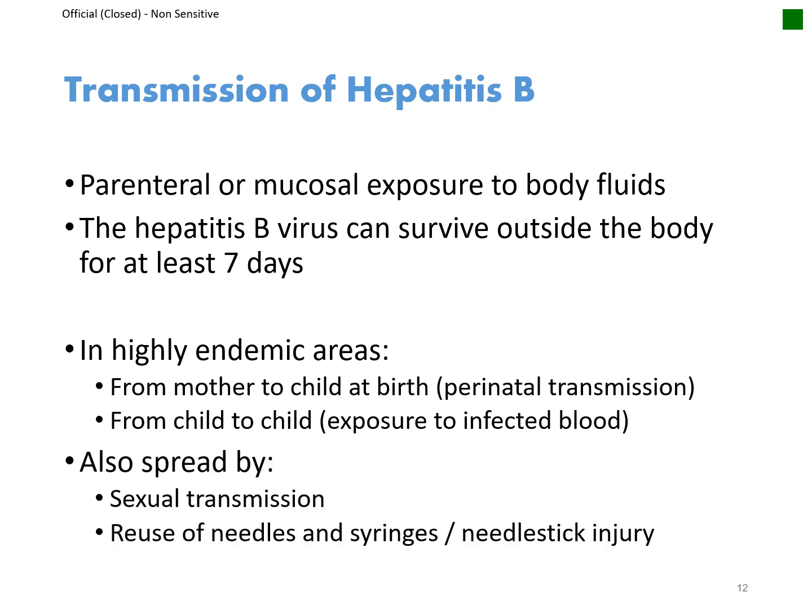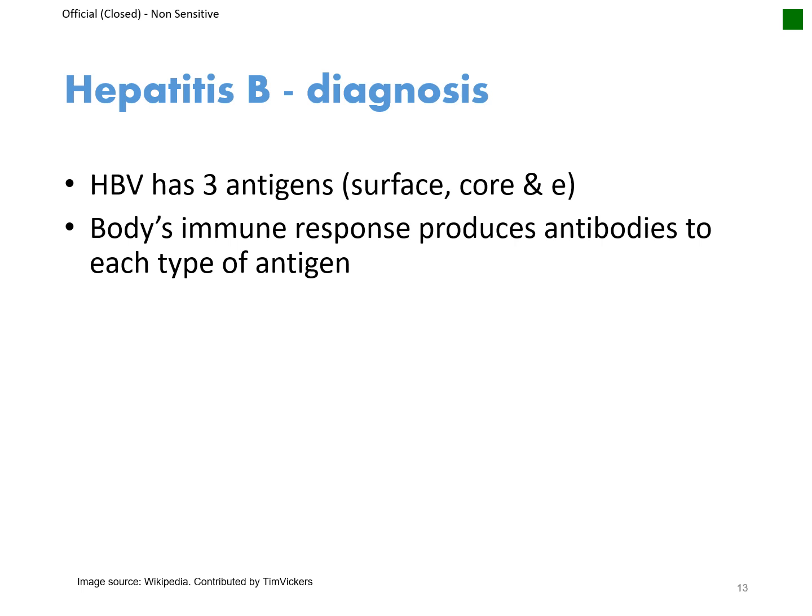Hepatitis B is also spread by sexual transmission and through the reuse of needles and syringes among people who inject drugs. It can also be spread through needle stick injury in a healthcare setting. The diagnosis of hepatitis B is actually based on the detection of the hepatitis B antigens and antibodies.